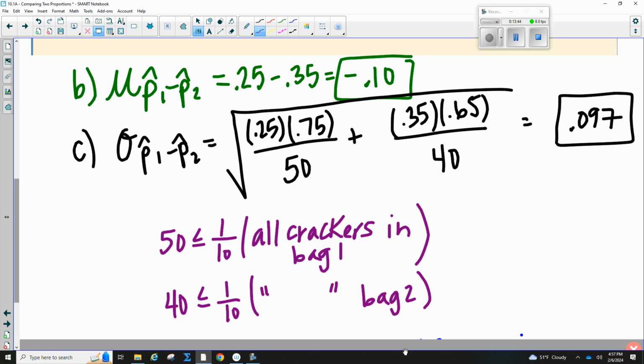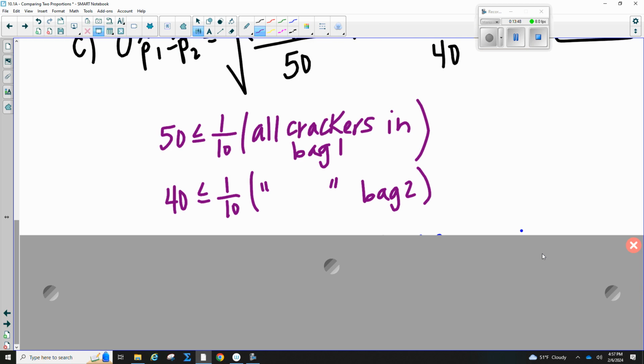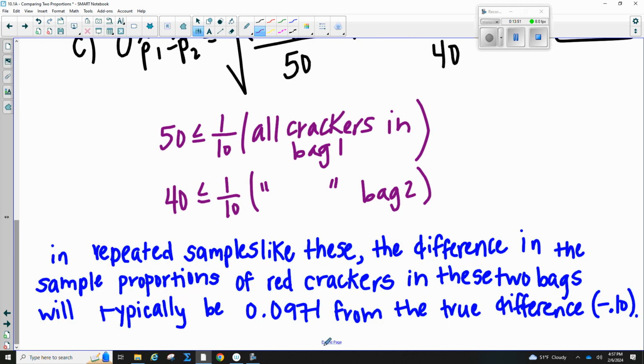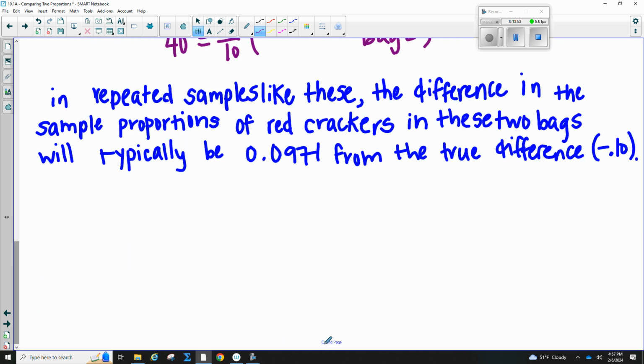All right, just for interpreting that lovely standard deviation, in repeated samples like these, the difference in the sample proportions of red crackers in these two bags will typically be off by about 0.097 from the true difference. All right. So we know the true difference is negative 10%, but we typically vary by 9.7%.